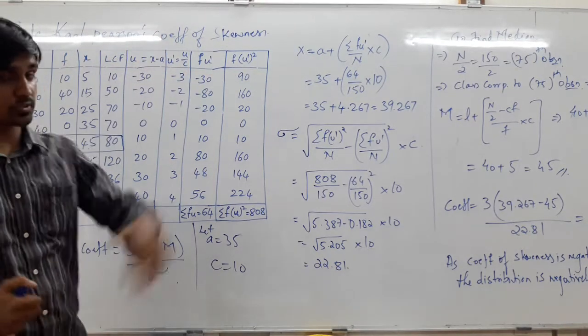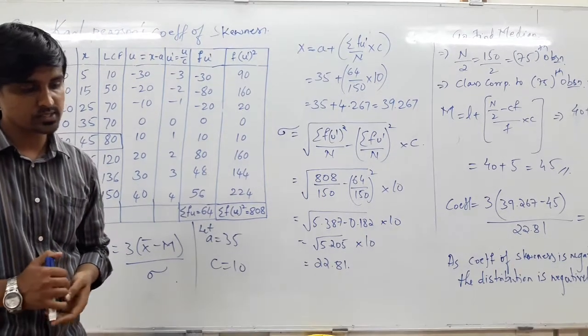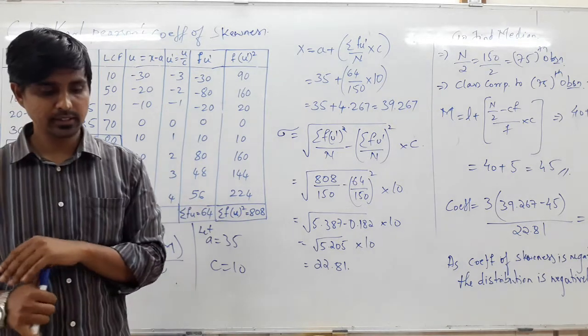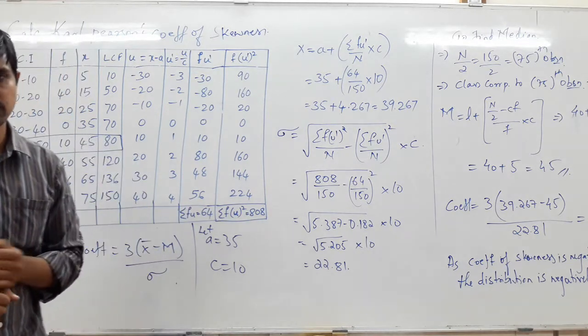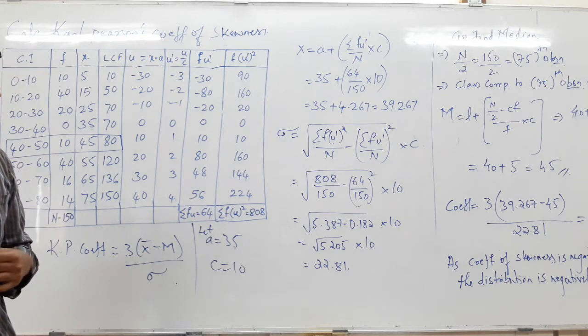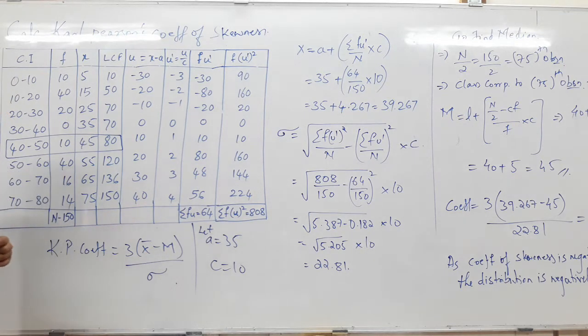Calculate Karl Pearson's coefficient of skewness. Okay, now as you can see, this is a perfect 10 marks question. So to this 10 marks question, what all do you need? Now let us see the first two columns, C and F. Concentrate on F: 10, 40, 20, 0, 10, 40, 16, 40. How many times is 40 coming? 40 is coming 2 times.